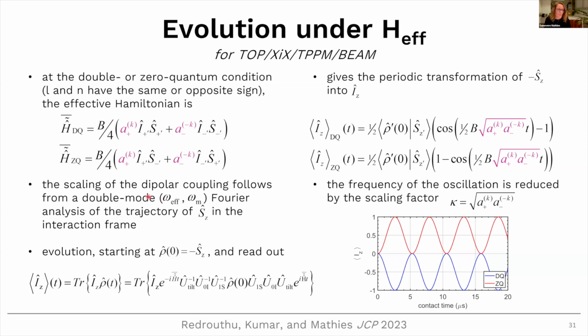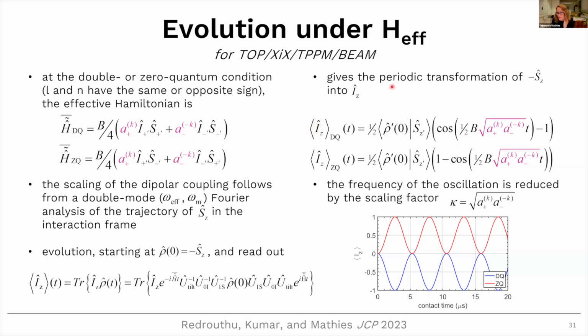So we can find them from a double mode Fourier analysis, so looking for the contributions of the effective frequency and the modulation frequency in the trajectory of SZ in the interaction frame. So now that we have our effective Hamiltonian, we can do the evolution, starting in thermal equilibrium, so ρ0 is minus SZ, and read out the expectation value of IZ, which is what we're interested in, by taking the trace of the product of the state of our spin system and IZ. So that's this complex expression, because remember, we still use the frame transformation. So when you work out the math, you get these very simple expressions for the longitudinal magnetization of I, of the nuclear spins.